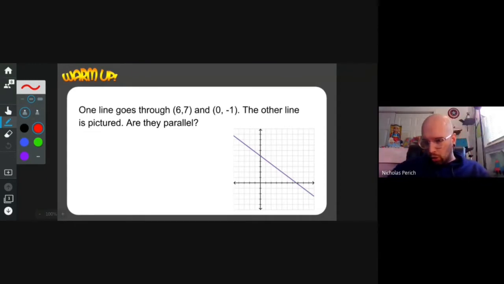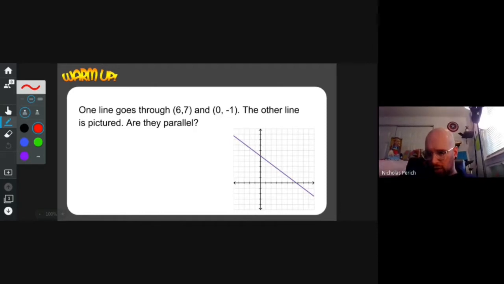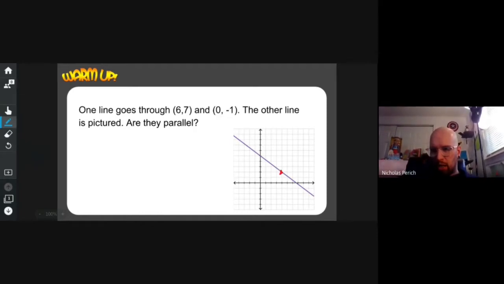So this slope right here looks like, put a dot there, put a dot there, up 1, 2, 3, over 1, 2, 3, 4. So that slope looks like it's -3 over 4. And the other slope, let me close a few tabs.